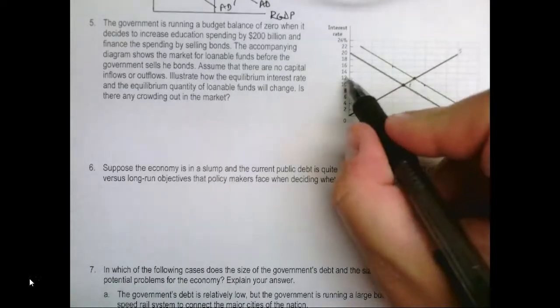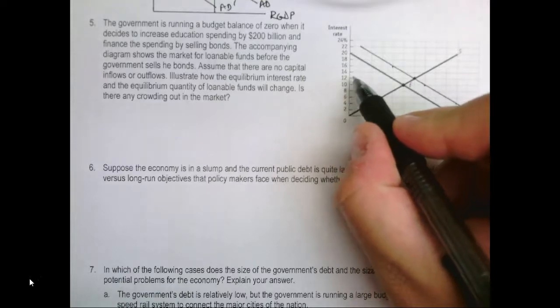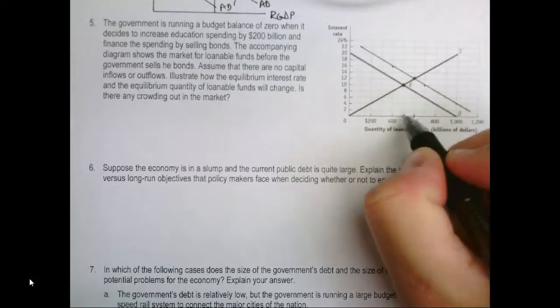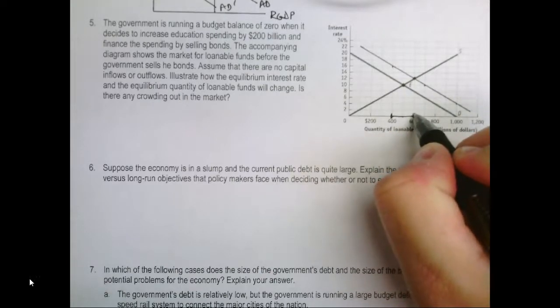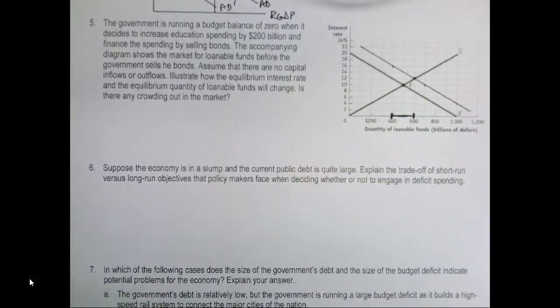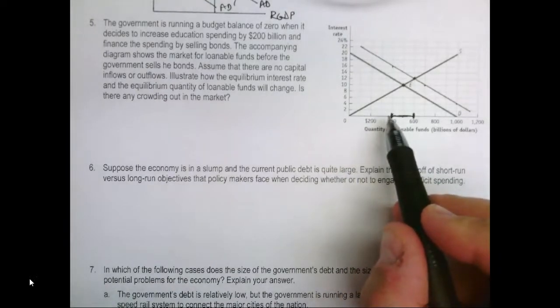So we know that at this 12% equilibrium interest rate, total borrowing was $600 billion. The government borrowing is $200 billion. So from $400 to $600 billion, this distance here is government borrowing. Anything from 0 to 400 is private investment.